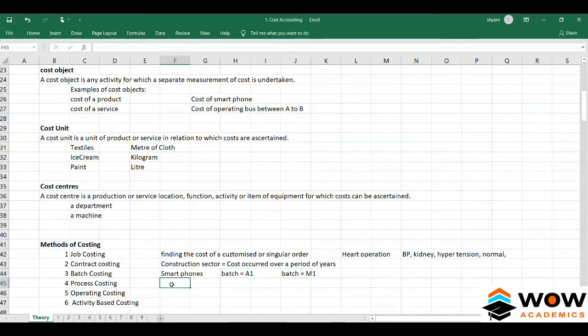So what is process costing? Process costing is where the product goes through several processes. For example, if you take crude oil, crude oil is the best example. Crude oil could be converted, as a first step, into diesel.